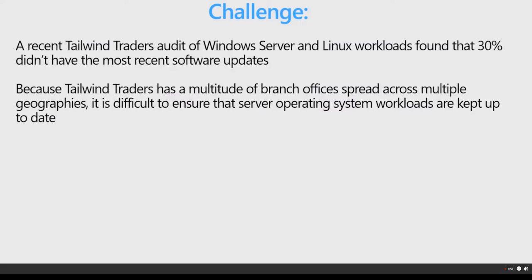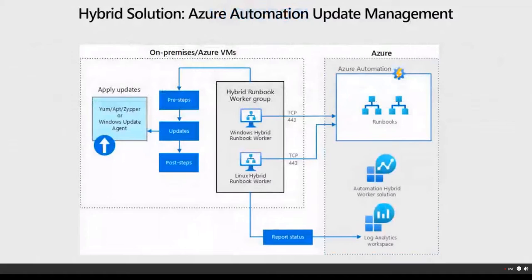So one way Tailwind Traders could address this problem, a hybrid way, is using Azure Automation Update Management. And this is another way of thinking about how the hybrid cloud can work in your environment. Because in a hybrid solution, you can have your management layer that does all of your monitoring running in the cloud, and you can keep all of your workloads still on-prem.